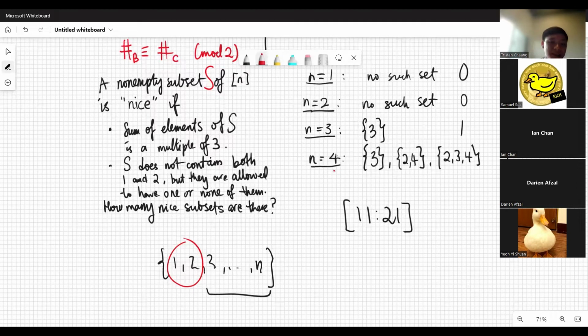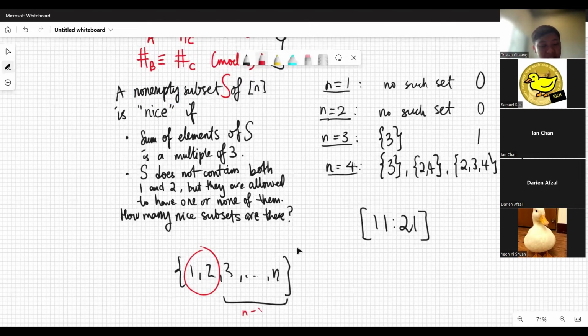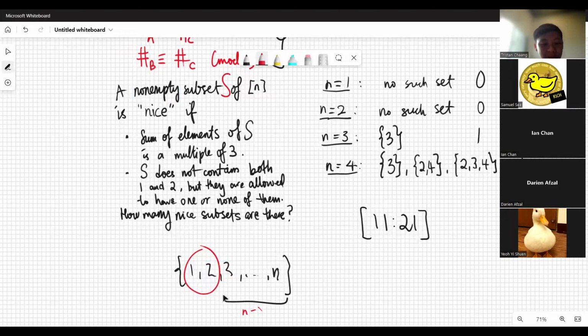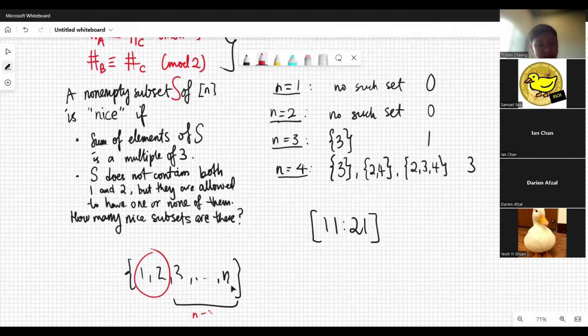For every subset of the remaining n minus 2 elements, you can uniquely add in a subset of 1, 2 to make it a multiple of 3. And one more minor problem is that we want the subset to be non-empty, and therefore we must exclude the empty set case, right? Because if we choose the empty set, then we should have the empty set here to make it a multiple of 3. So the answer would be the number of subsets from 3 to n, which is 2 to the n minus 1. And then I subtract one empty set.